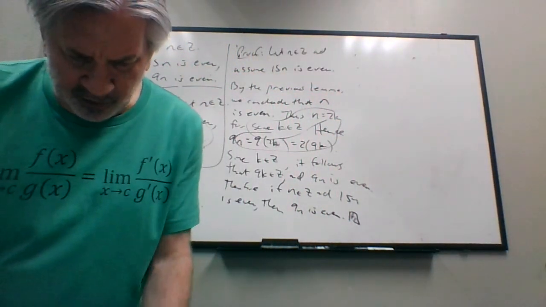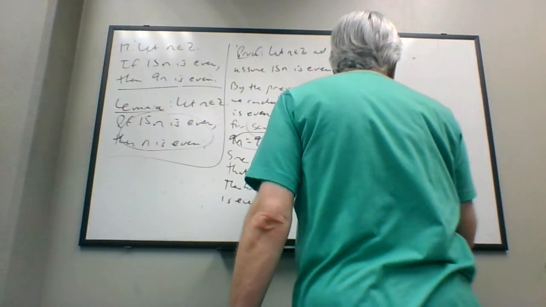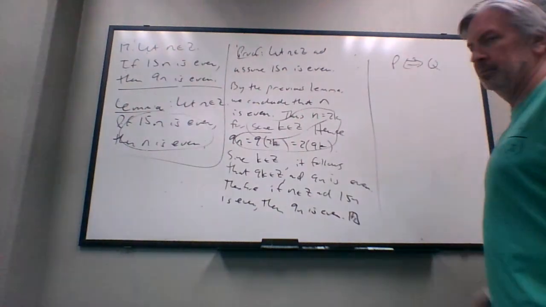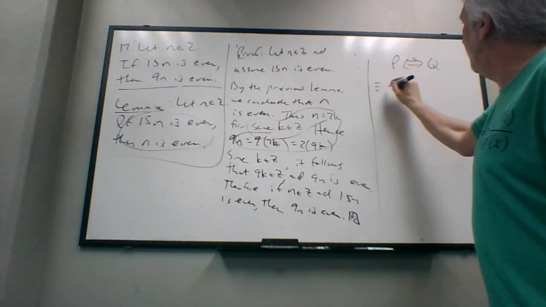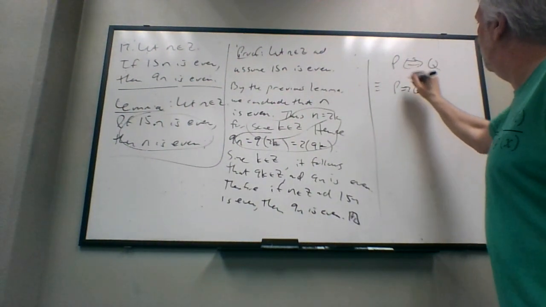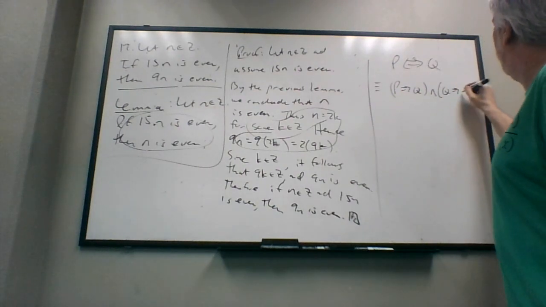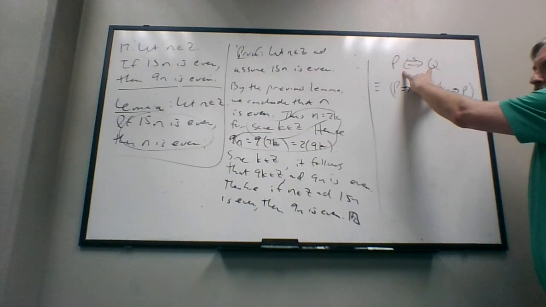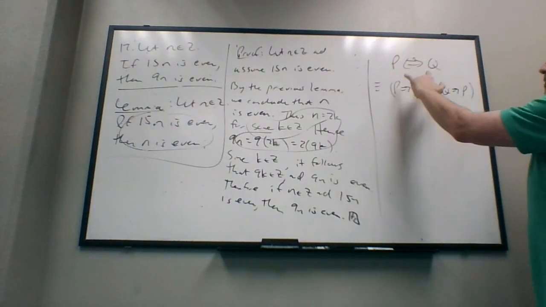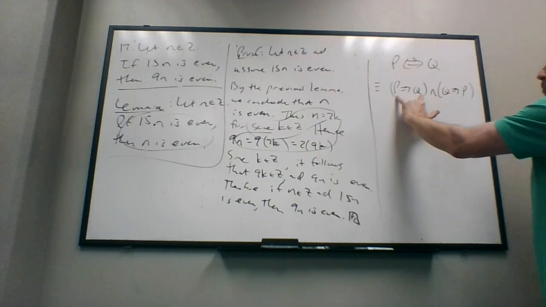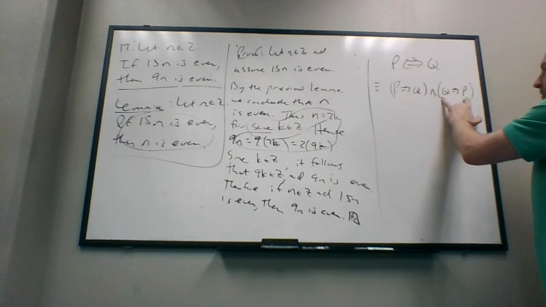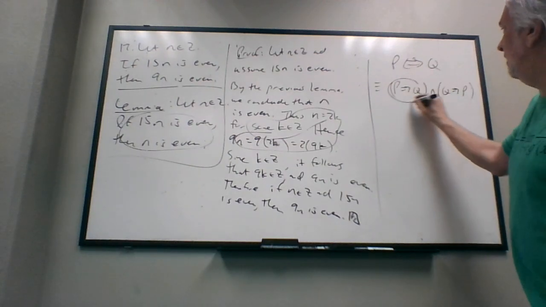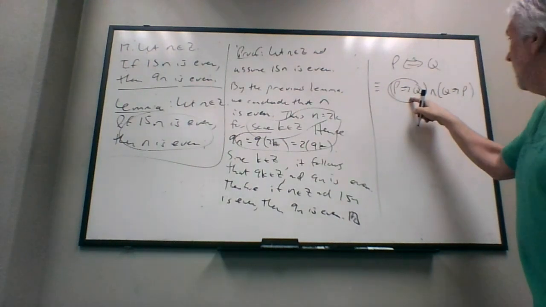Now lastly here, I have a note. Now we've been doing proving implications. Now how do you prove P if and only if Q? Now remember what that meant. That meant P implies Q and Q implies P. So to prove an if and only if statement, the biconditional, what do you have to do? You have to prove if P then Q, and you also have to prove if Q then P.